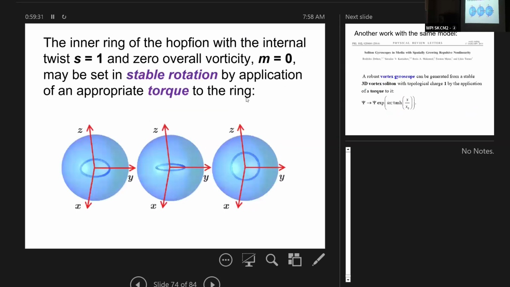Okay, and now one more dynamical effect for this hopion. We take the simplest possibility, a hopion with zero vorticity, only with intrinsic twist. We know it's completely stable. Now we can demonstrate the existence of another dynamical regime of motion for it. We can apply a torque to it, and under the action of the initial torque, this ring starts to demonstrate persistent rotations about its axis. About this axis, it starts to rotate. And this seems to be a completely persistent regime of dynamics.